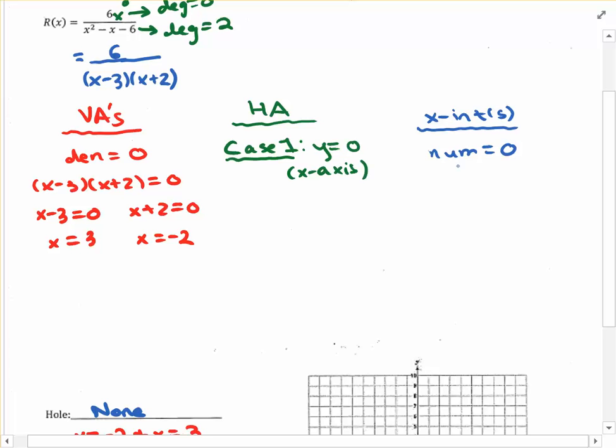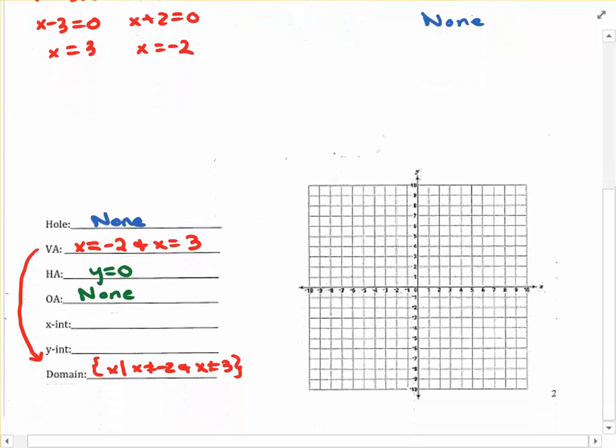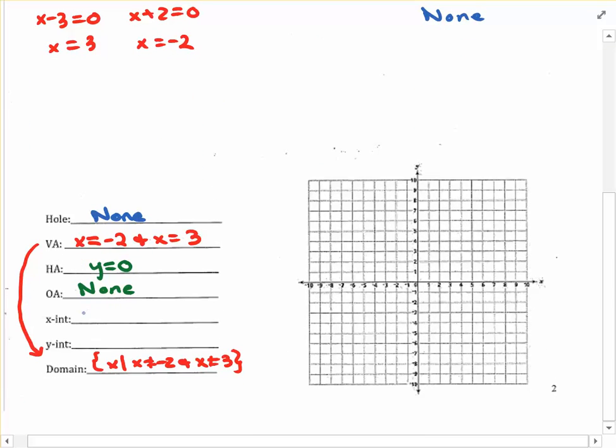Well, you'll notice something funky about setting this equation up. In order to say that the numerator is equal to 0 is really saying that 6 is equal to 0, which obviously is not true. So what does this mean in terms of the graph? It just means that there aren't going to be any x-intercepts. So we can just say none. And in our little laundry list here, where it says x-int for the x-intercepts, there actually won't be any.